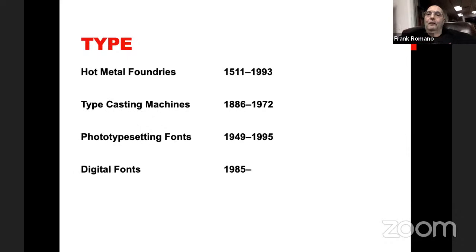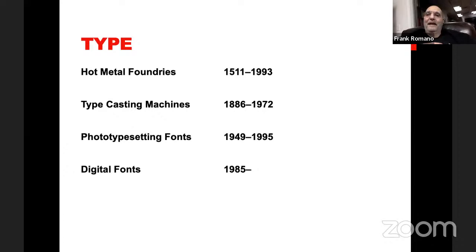Bodoni sold type as well. In fact, many of the very famous foundries, some of their fonts were named after the people who founded the foundry. I use 1993 as the end of the foundry era, and that was the date when ATF, American Type Founders, had its auction and sold off almost everything that was in the plant in New Jersey. American Type Founders was formed in the 1890s when 23 of the largest foundries in America merged because the Linotype was putting them all out of business.